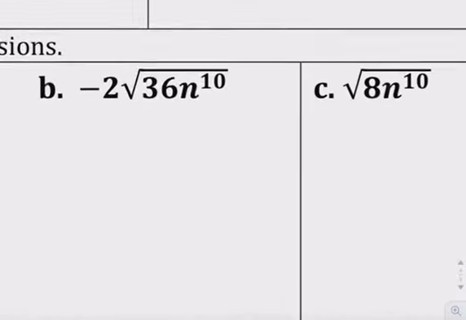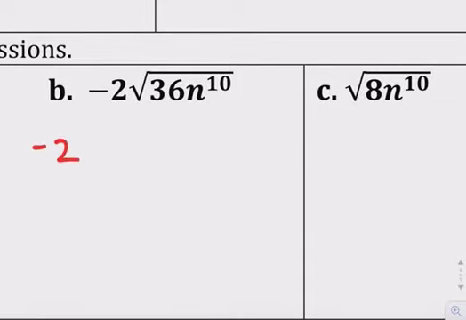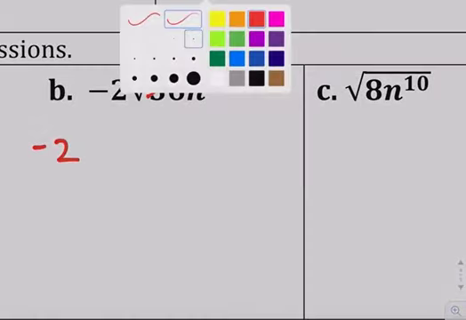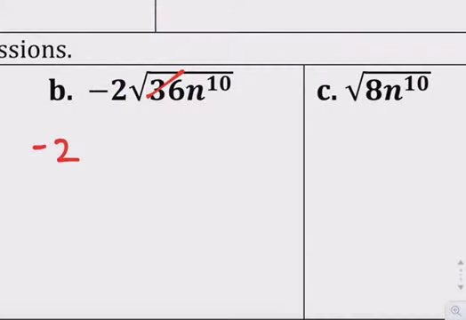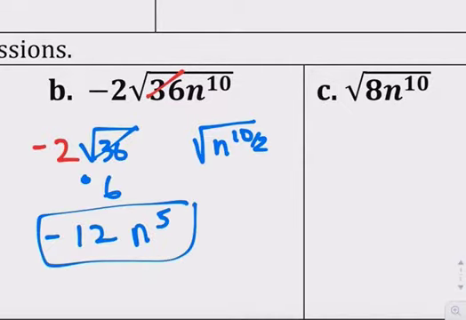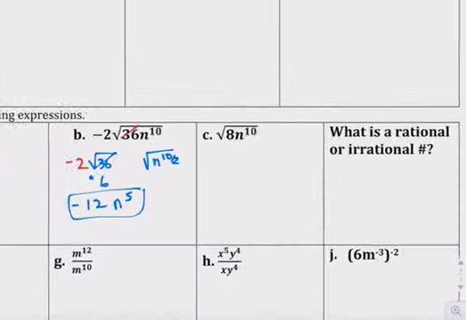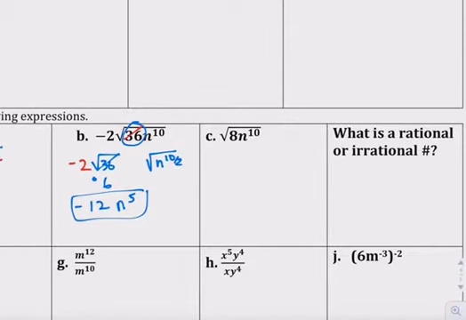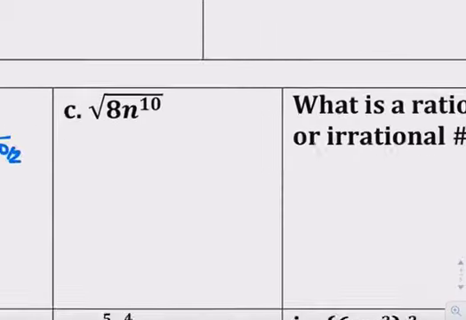Okay, for this one, same thing. Negative 2. Now the square root of 36. Square root of 36 is 6. Multiply them together, you get negative 12. And n to the 10th is divided by 2, you get n to the 5th. That's your answer. Here, the square root of 36 is rational.